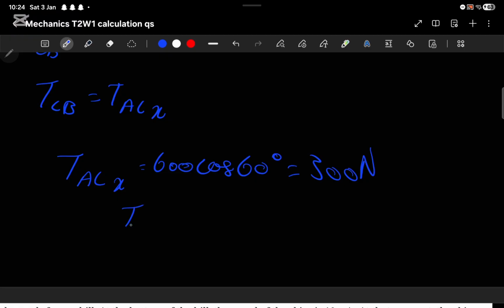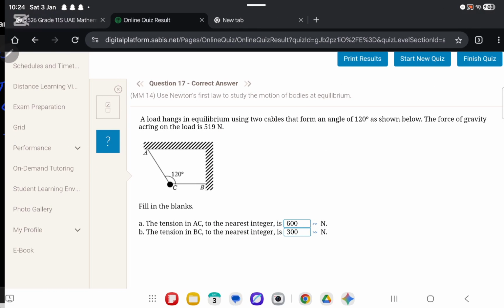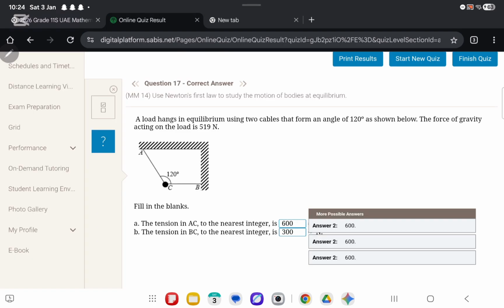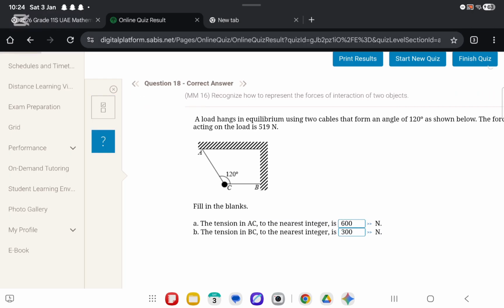Now, TCB is the same thing as this, they're equal. So TCB is 300 newtons, and this is your final answer. All right. Next question. So 600, 300. See, do they accept 599? They should. Nope, they accept 600 only. Good to know. They'll accept it in the exam, I wouldn't worry.